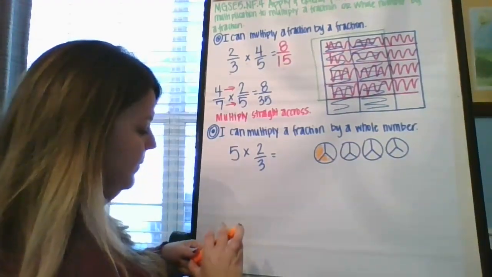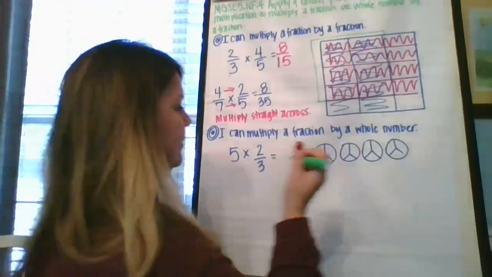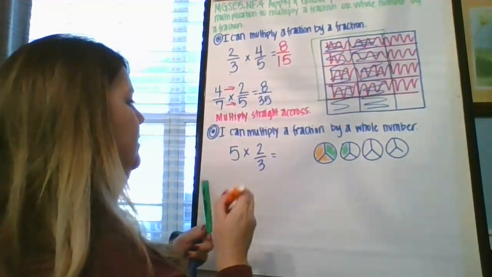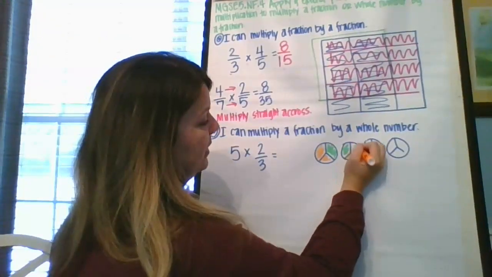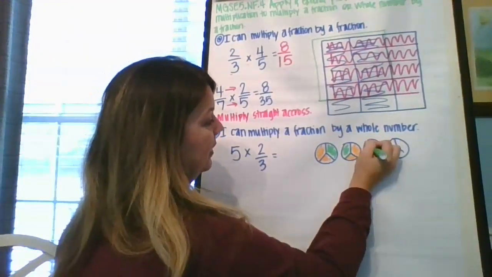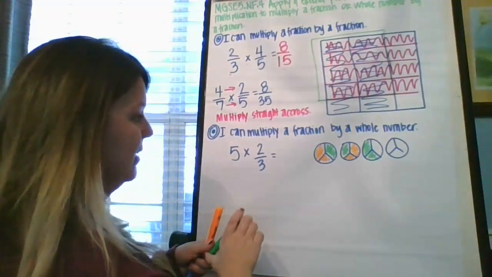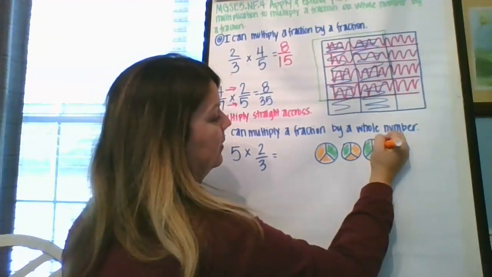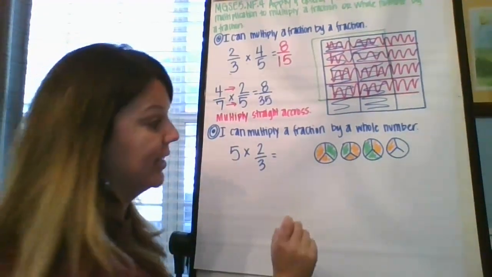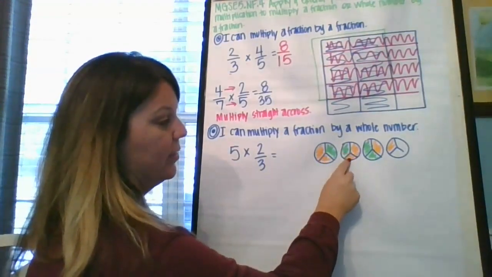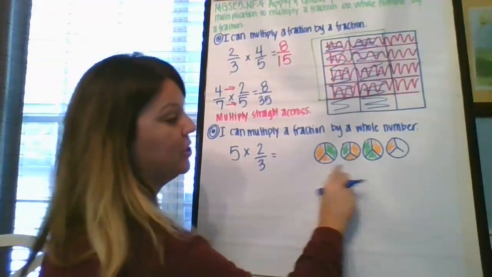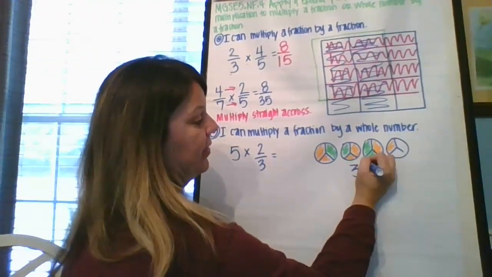That's 2/3. I'm gonna get another color. 1/3, 2/3, that's 2/3 twice. This is 2/3 3 times. 2/3 4 times. And finally, 2/3 5 times. So again, look at the different colors. Once, twice, 3 times, 4 times, 5 times. So looking at my model, I see that my answer is going to be 3 and 1/3.